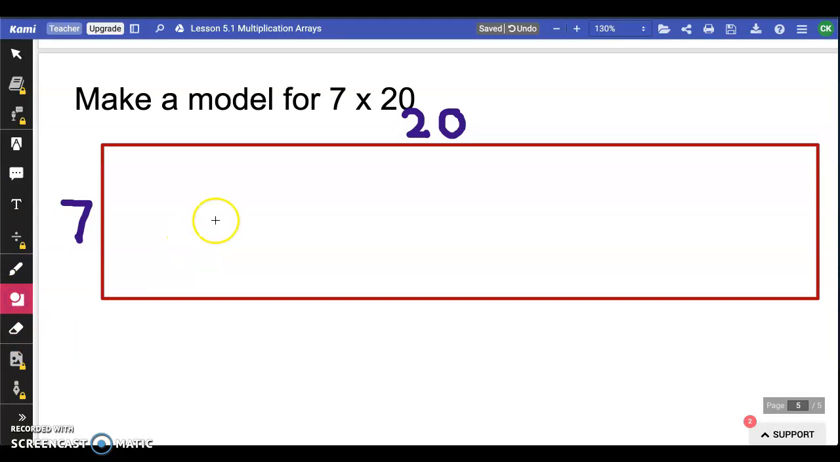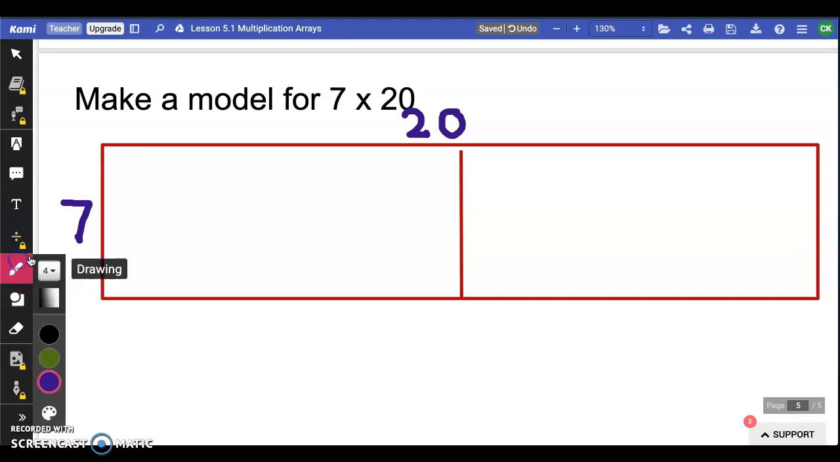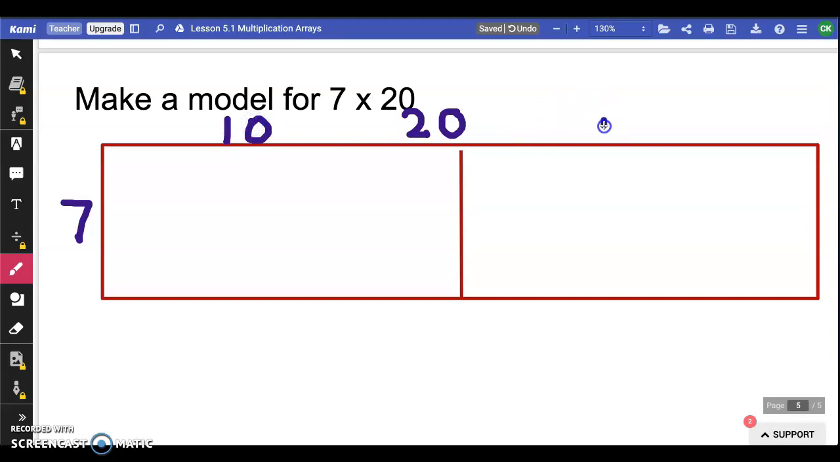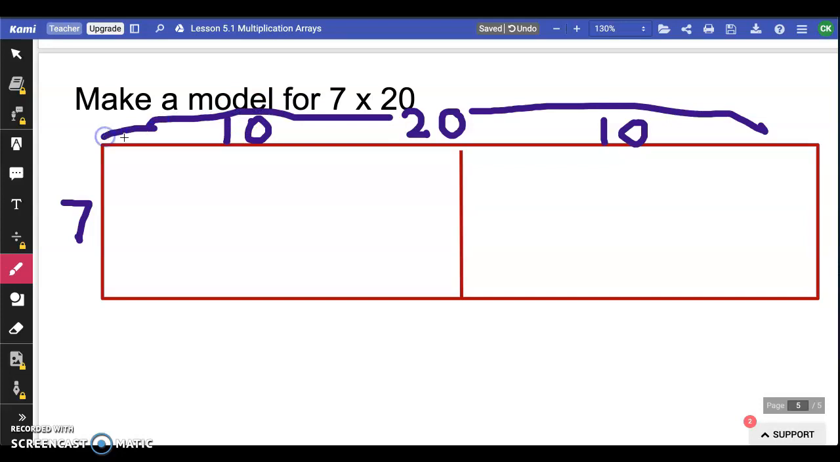Now I'm going to break up my 10s, and I can leave the 7 since it's already in the 1's place. So I'm going to go ahead and draw a line down the middle because 20, we know, has 2 10s. So we're left with 10 here and 10 here, with the whole thing being 20. Let me make that more clear. Going all the way across is 20.